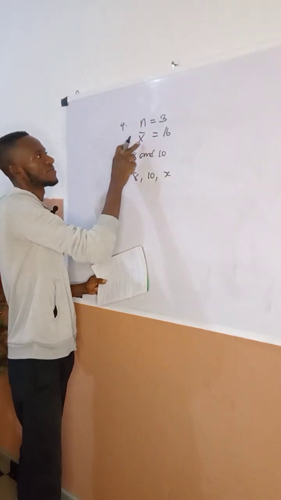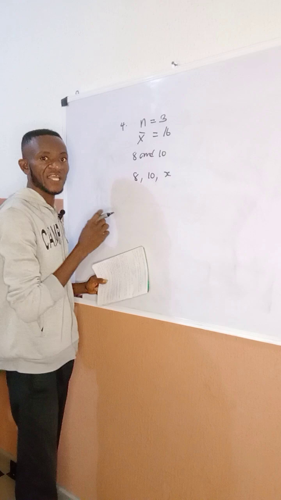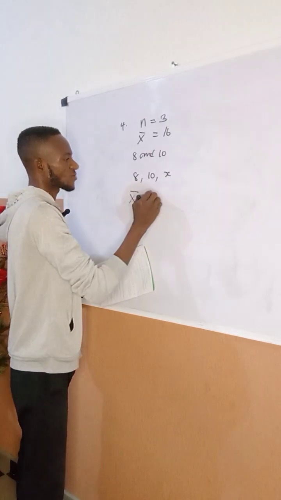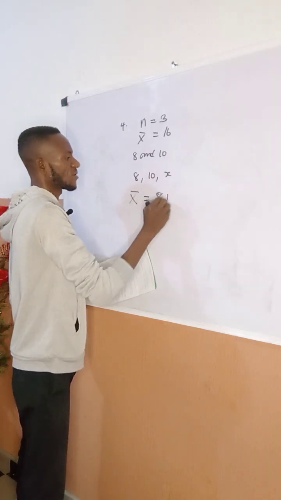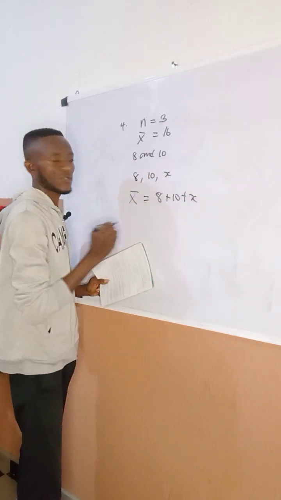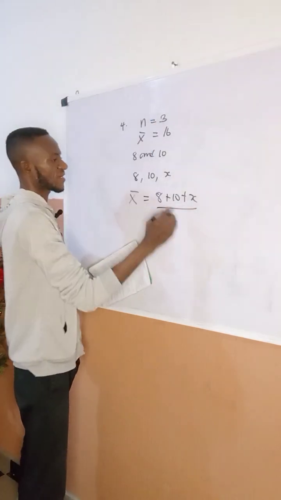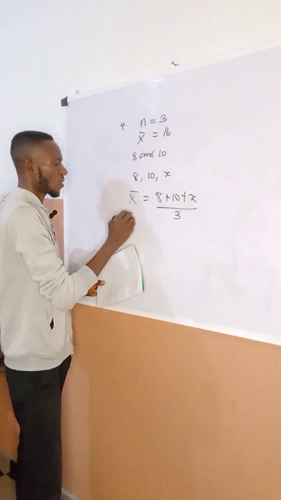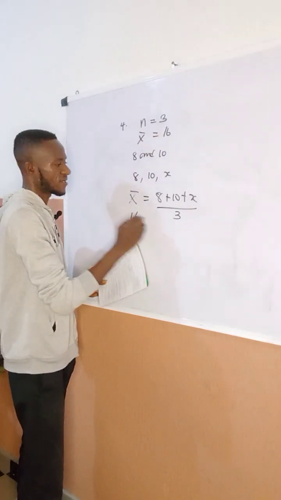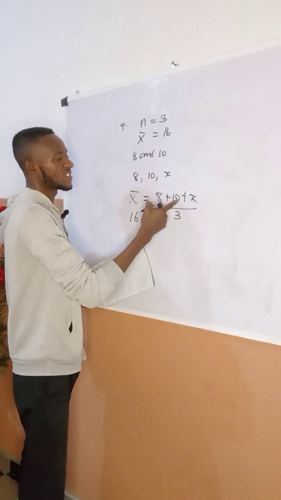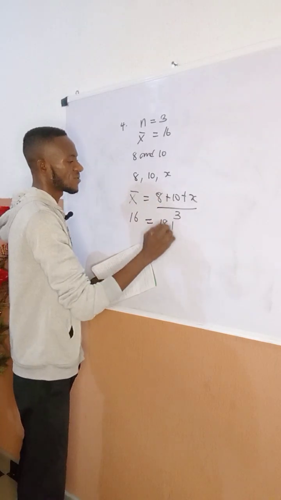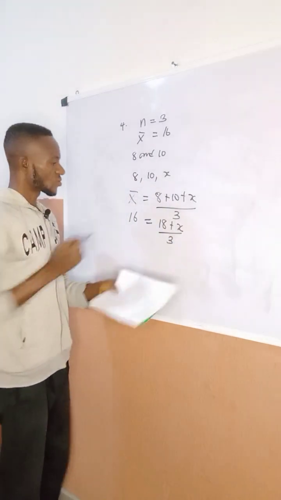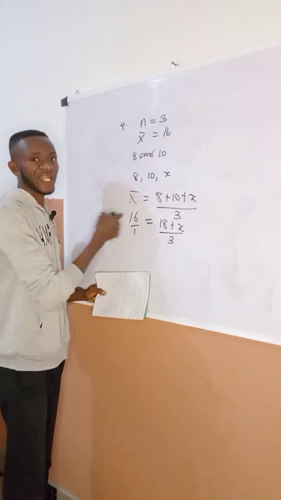Do remember that we are going to look for a formula that connects this n, this x bar, and the sum of these numbers. Of course, you know that our x bar is given as 8 plus 10 plus x, all over how many of them there are, which is 3. And we have been given this x bar to be 16, so what I have becomes 16 equals, this plus this is 18, so 18 plus x, all over 3. So I can easily say all over 1 here, so that I can cross multiply.